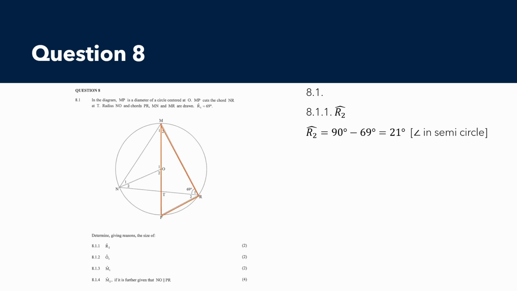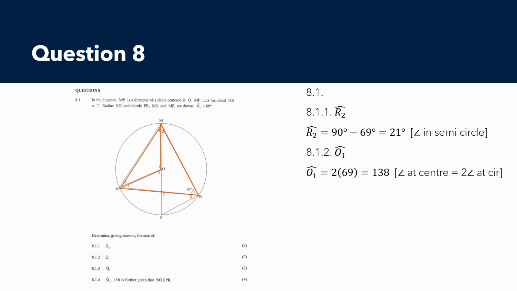Angle R2 is equal to 90 degrees minus 69 degrees, which is equal to 21 degrees. Reason: angle in a semicircle, and the 69 degrees, we all know that R1 we were given. Moving on to 8.1.2, size of O1. Angle O1 is equal to 2 times 69, and it's equal to 138 degrees. Reason: angle at the center is equal to double angle at the circumference. That's a theorem that you need to know.